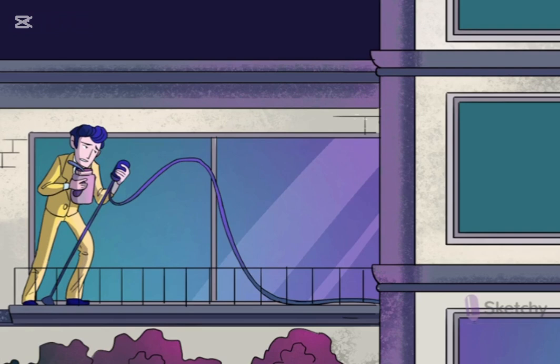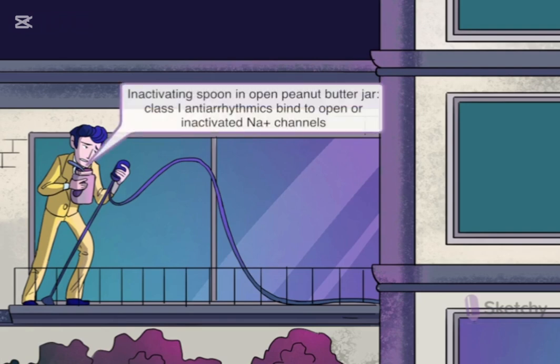The last thing to notice about his peanut butter jar is that it's open. The spoon inside represents a little inactivating gate sticking into the channel. Our soloist here, clutching the open but inactivated jar, should remind you that type 1 antiarrhythmics bind readily to open or inactivated sodium channels, but poorly to channels in their resting state.